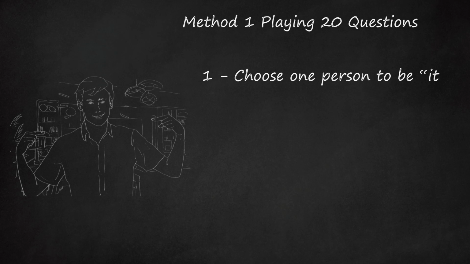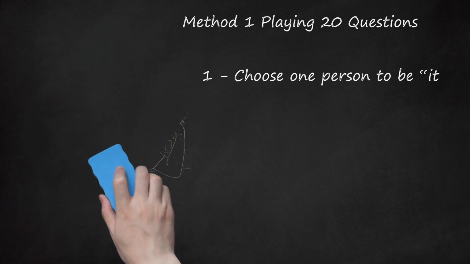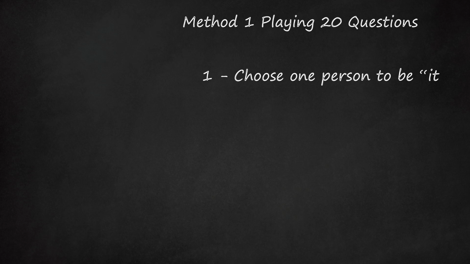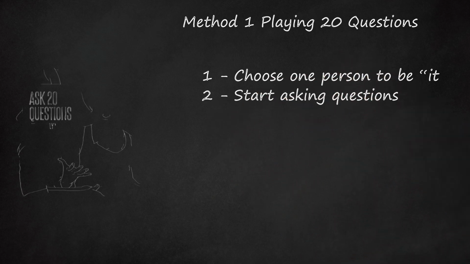The other players are the questioners. Once decided, the answerer should not tell anyone what the objective is. Keep the number of players between 2 and 5 for best results. 2. Start asking questions. Once an objective has been chosen, the game can begin.